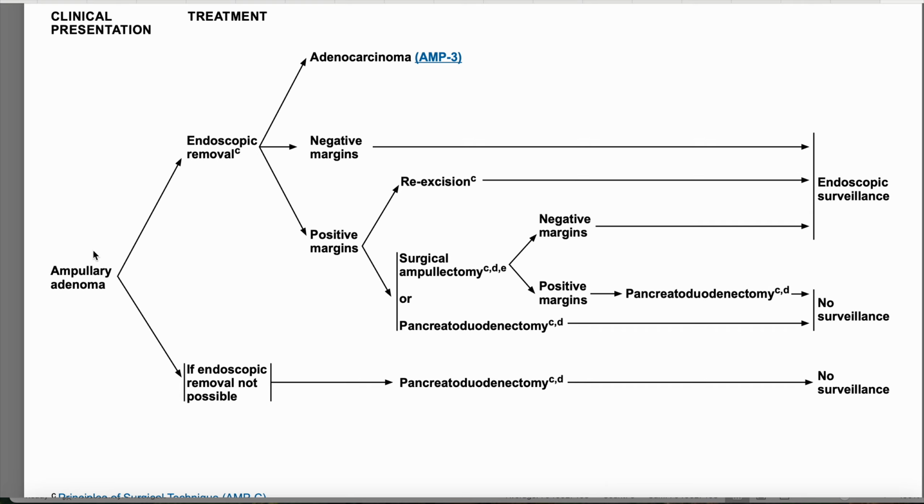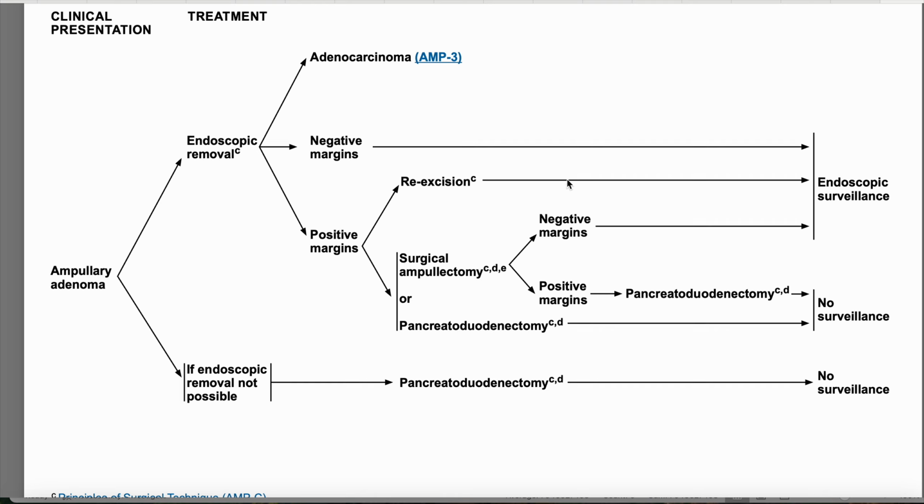If it is ampullary adenoma, then we will try to remove it endoscopically, and if margin negative, then we will keep the patient under endoscopic surveillance. But if it is margin positive resection, re-resection if feasible, then we'll do re-resection and then keep the patient under surveillance. But if not, then we will go for surgical ampullectomy.